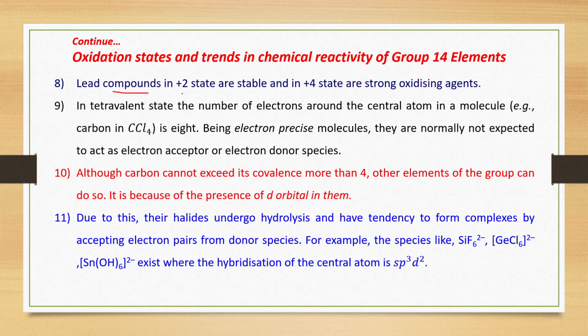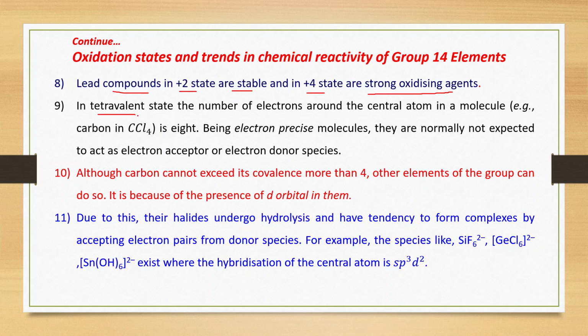Lead compounds in +2 state are stable and in +4 state are strong oxidizing agents because from +4 they easily convert into +2. This is a decrease in oxidation number, that is called reduction, and the species which undergoes reduction is called an oxidizing agent. So lead compounds in +4 are strong oxidizing agents.